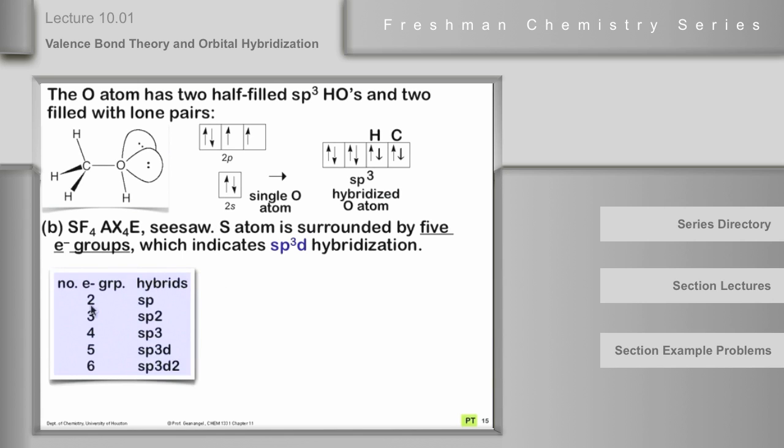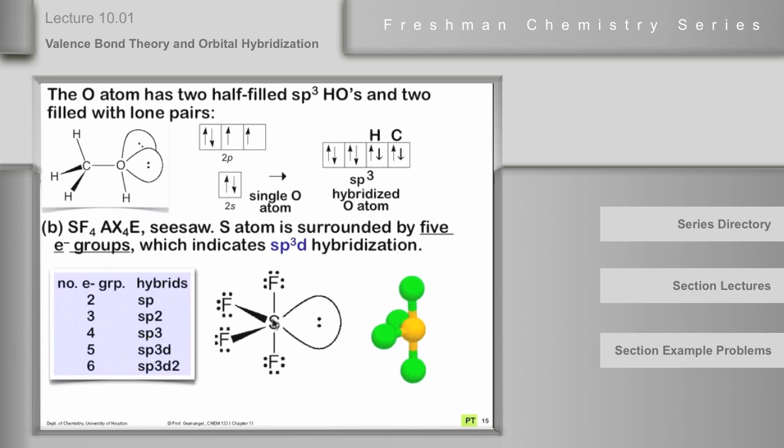Now, I made this little table for you. If you have a hard time figuring this out, you can memorize this table. 2 electron groups, sp, 3 electron groups, sp2, 4 electron groups, sp3, and what we need is 5 electron groups, so that's sp3d.